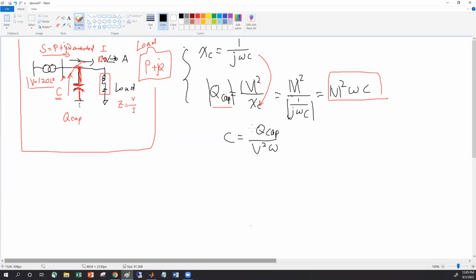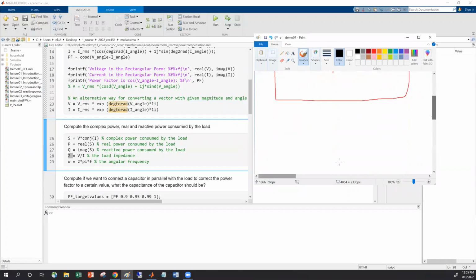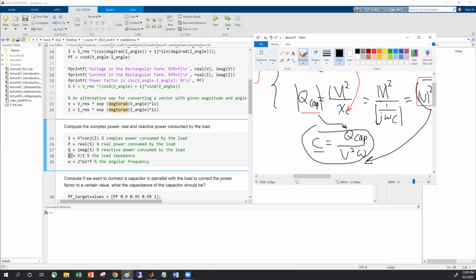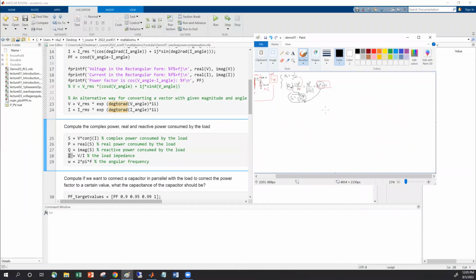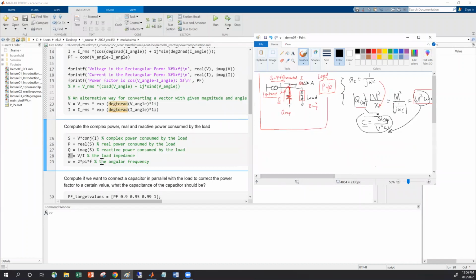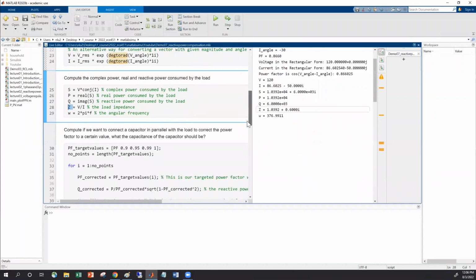Once we know the reactive power that needs to be consumed by the capacitor, then we can compute the capacitance by moving this part here, right? So it's simply this value divided by that. That's how we can compute the reactance over here. Now, I'm going to keep this equation so you can see it. Okay, so this is how we're going to do the rest of the computing.